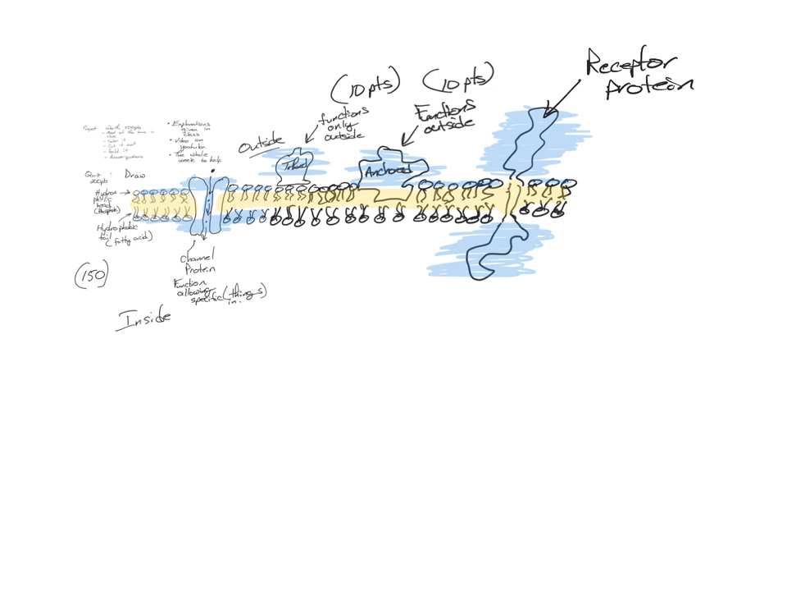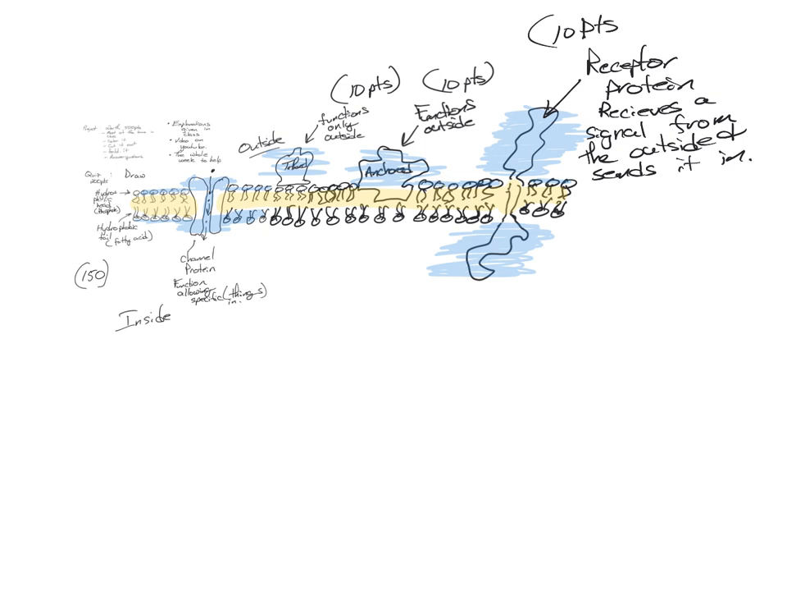And again, it receives a signal from the outside and sends it in. And that would be another 10 points. There is. So there's 10 points for the channel protein.